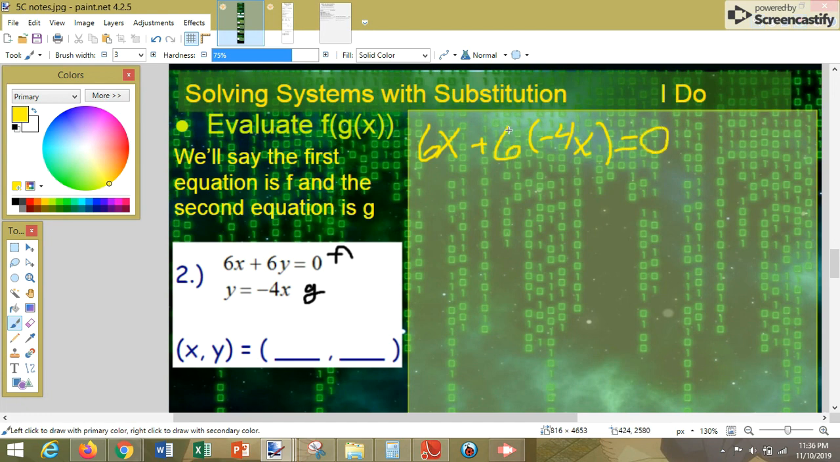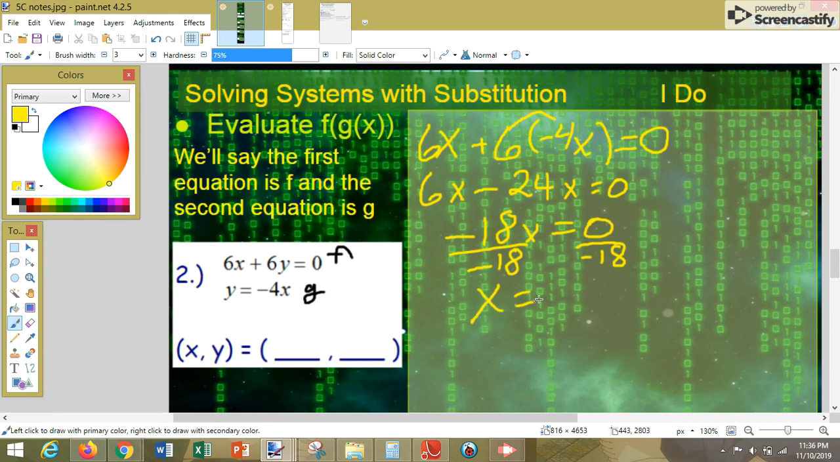From here we want to distribute that 6. 6x minus 24x equals 0. Combine like terms. Negative 18x equals 0. Divide each term by negative 18 to get x by itself. X equals 0.